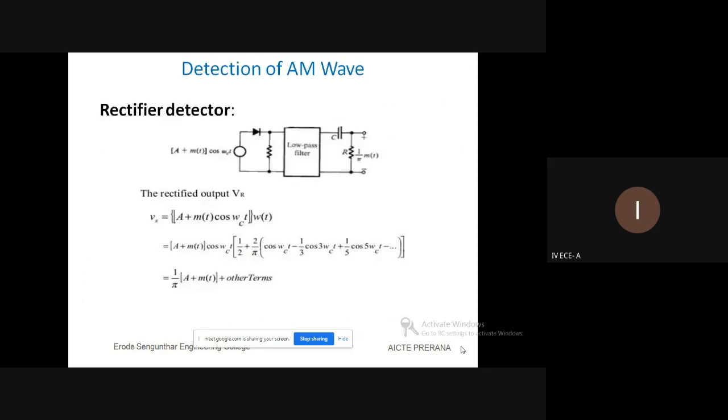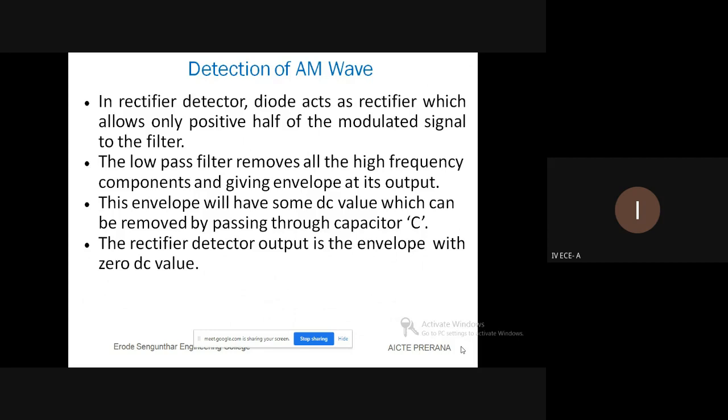The another type is the rectifier detector. The rectifier output is shown in this equation. In the rectifier detector, the diode acts as the rectifier, which allows only the positive half of the modulated signal to the filter. The low pass filter removes all the high frequency components, giving the envelope at its output. This envelope will have some DC value, which can be removed by passing through capacitor C. And finally, the rectifier detector output is the envelope with zero DC value.